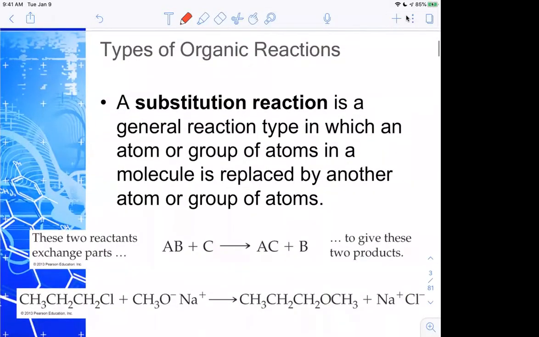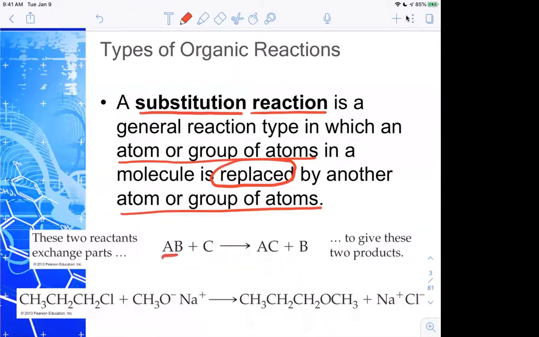The next type of reaction is a substitution reaction. And this is a general reaction type where some atom or group of atoms is replaced by another atom or group of atoms. So if I look at it this way, if I have AB plus C, the B and the C actually switch and I get AC plus B. So my C substitutes for B in the original compound.